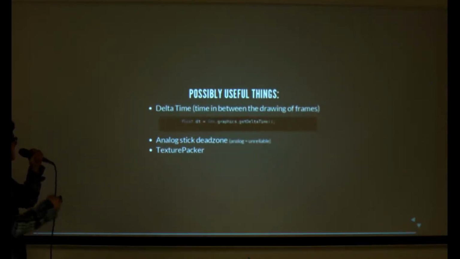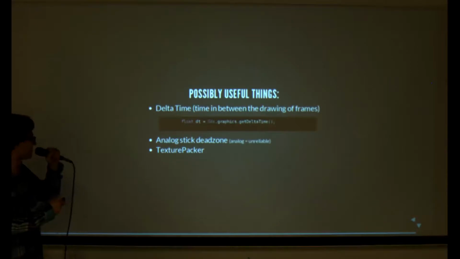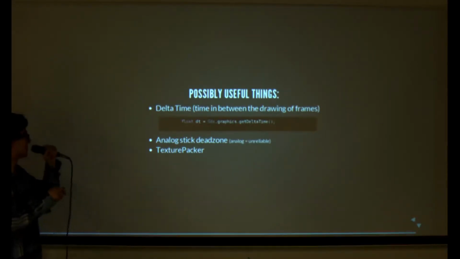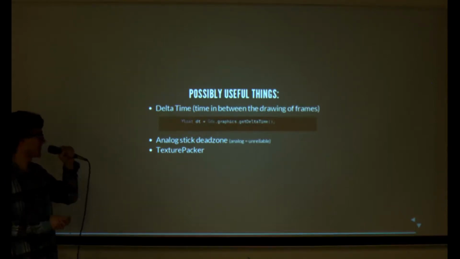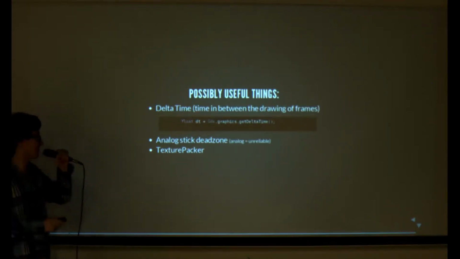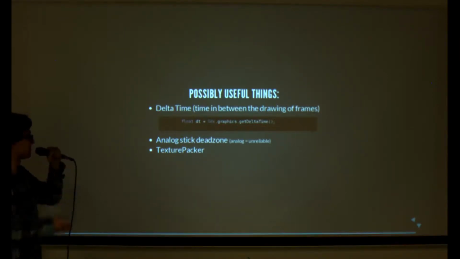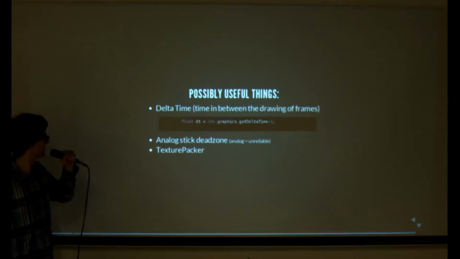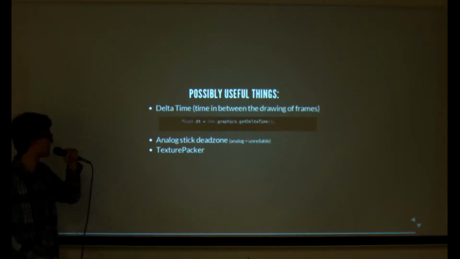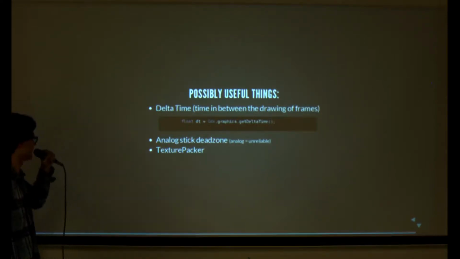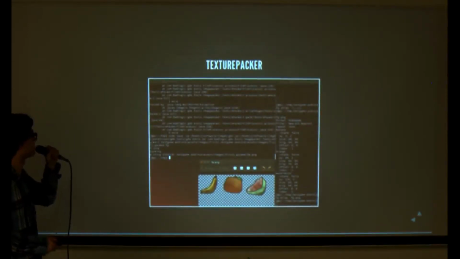Also, here's the delta time thing that I mentioned earlier. You probably want delta time in your game to move stuff smoothly across, independent of frames being drawn. So then they'll move the respective distance as the time in between the frames has passed, if that makes any sense. Also, you might want to think about dead zones for analog input and stuff. And also texture packer. Oh yeah, I have a quick slide about that from way back.